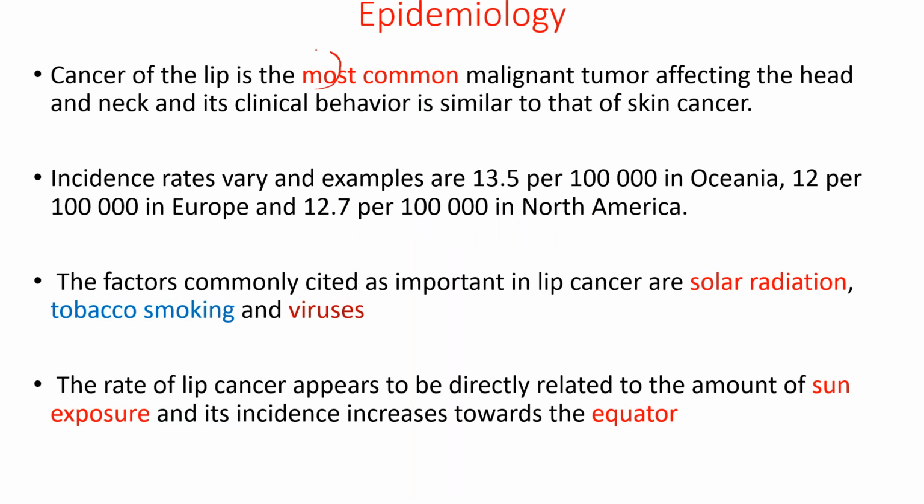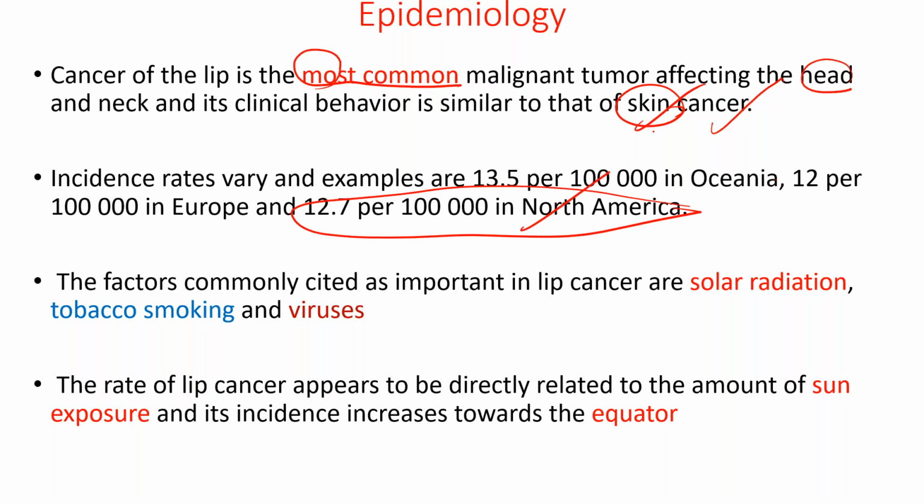So lip cancer is the most common affecting the head and neck, similar to skin cancer. So lip and skin are very important. Incidence is almost 13 in North America, and it is higher in the Western countries rather than our country. Why? Because they are skin cancer prone zones.